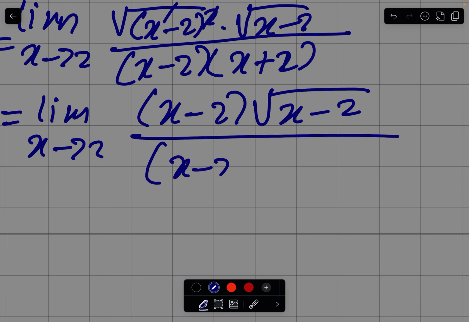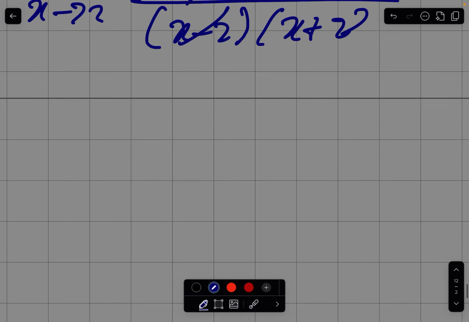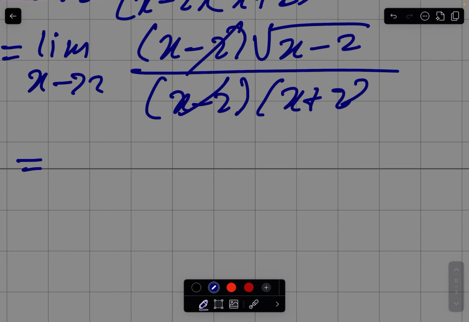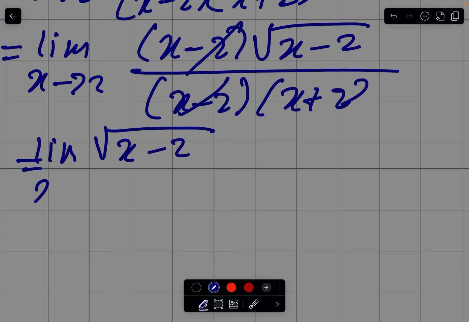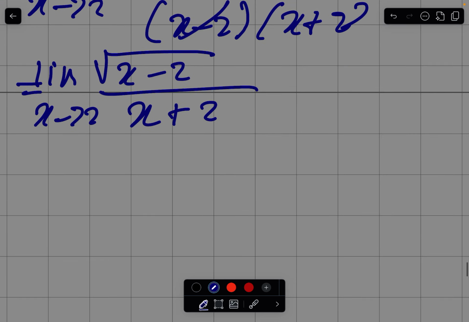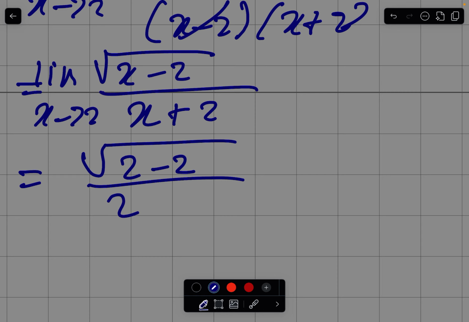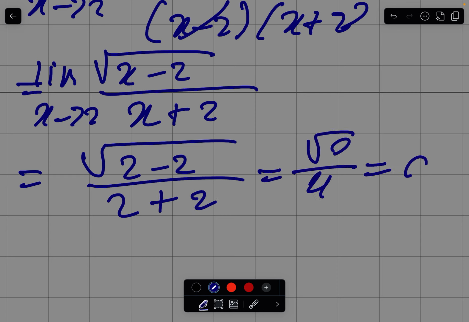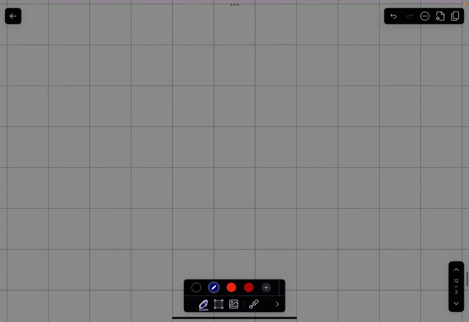Therefore we're going to have (x minus 2)(x plus 2). This one cancels this one. Now you can substitute your value. You have the square root of (x minus 2) over (x plus 2), the limit as x approaches 2. Don't forget the limit before you substitute. You have the square root of (2 minus 2) divided by (2 plus 2), which is the square root of 0 divided by 4, which is 0. That's your final answer.